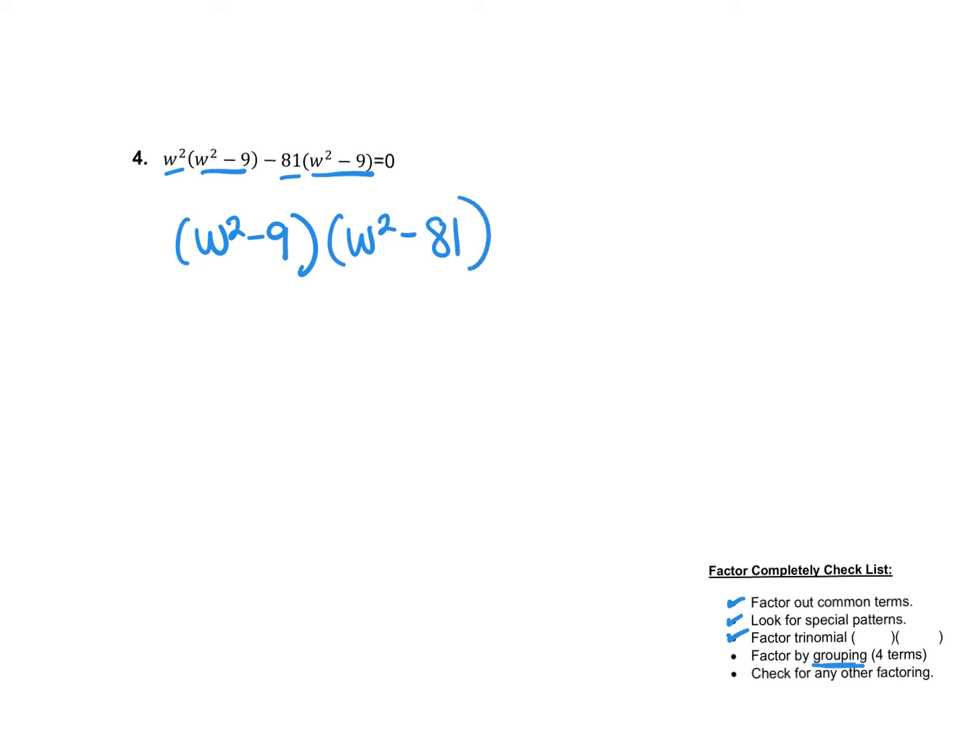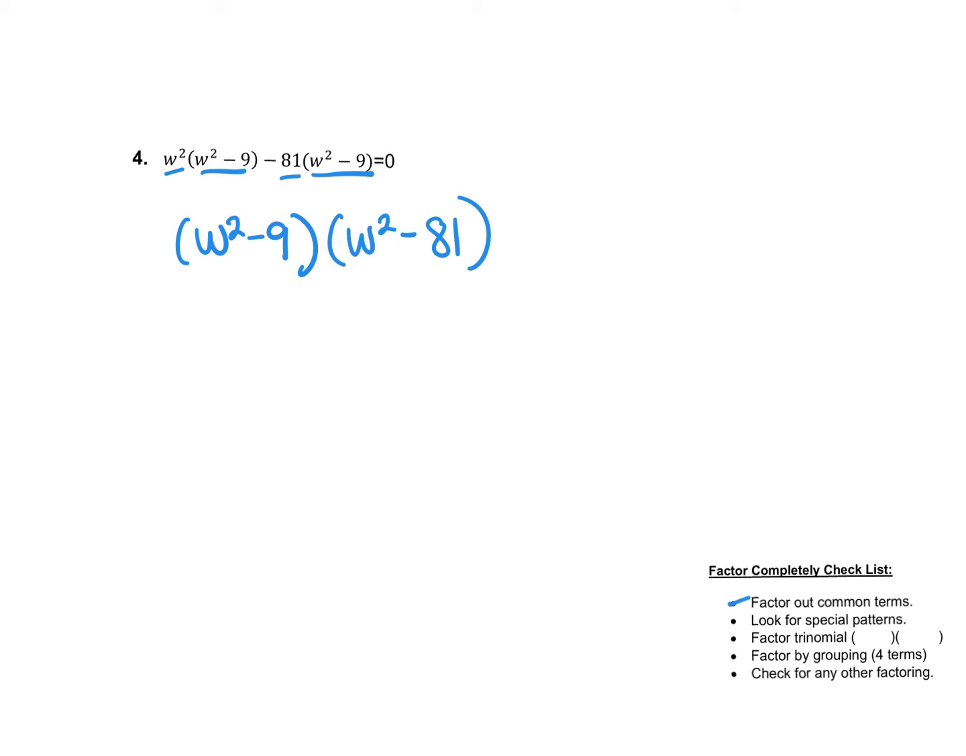All right, so then it says check for any other factoring. So I'm going to go back up through my list and just look there. So now, do I have any common terms? No, I don't have any of those. But do I have any special patterns? Notice that I have the w squared minus 9 and the w squared minus 81.